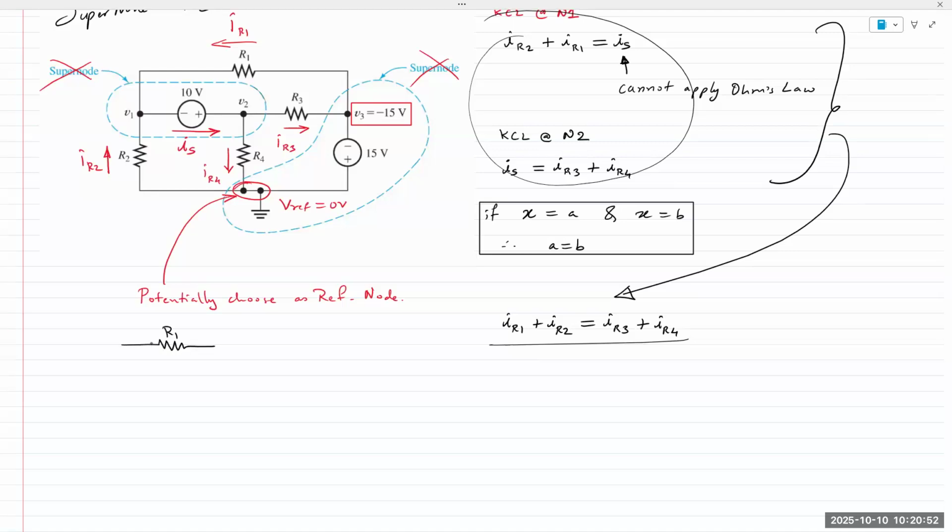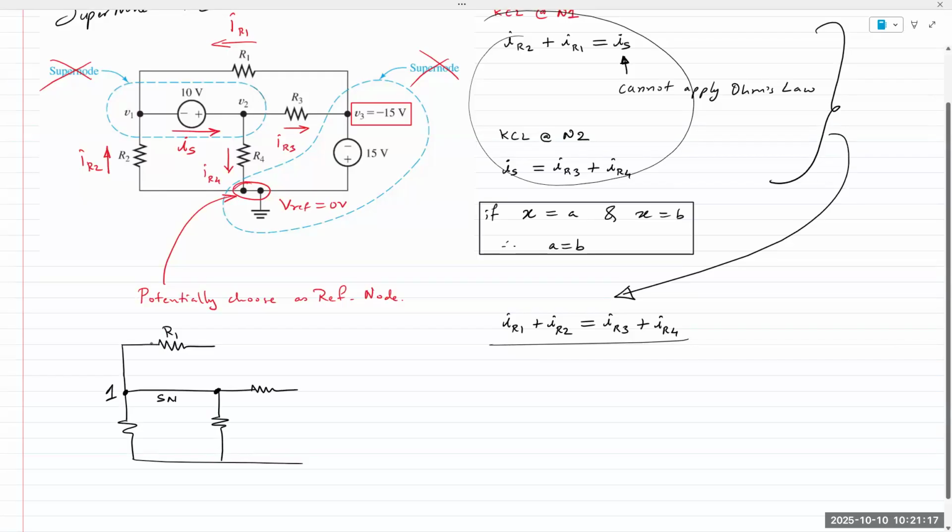I have R1 here, and I had my node 1 here. I remove the power supply and I'm shorting it to node 2. Everything else remains exactly as it is. Okay. And so this becomes the super node. Current directions that I assumed remain exactly the same. Everything else remains the same. The only difference is I don't have to worry about IS.